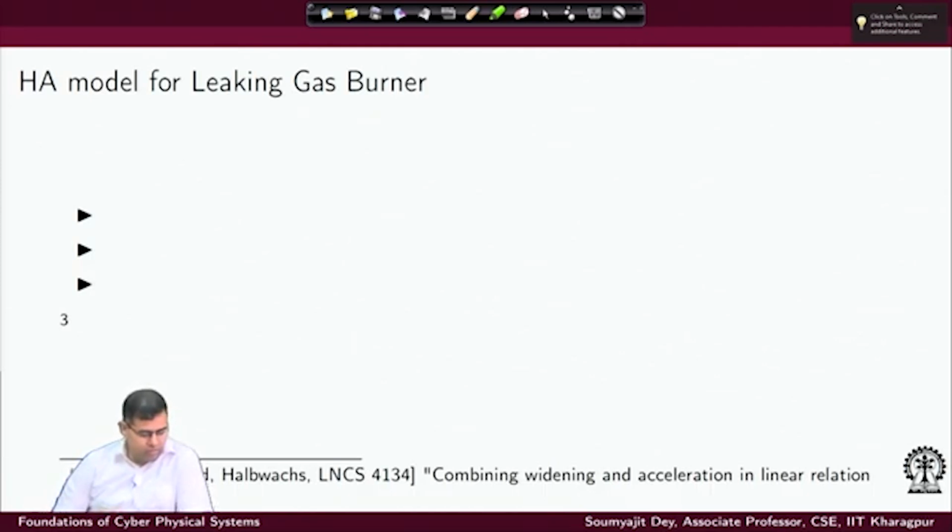So, what it says is that the gas burner leaks sometime, and whenever the burner leaks, the leakage will be fixed within 10 seconds, and once it has been fixed, the burner will not leak again for another 50 seconds. That means, the minimum interval between two successive leakages is 50 seconds.